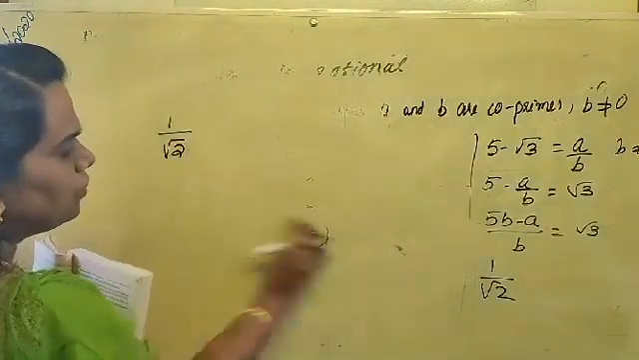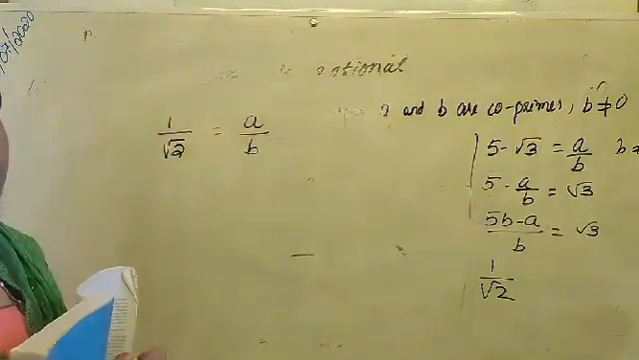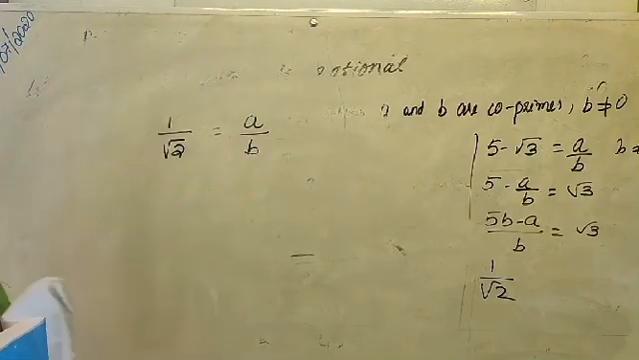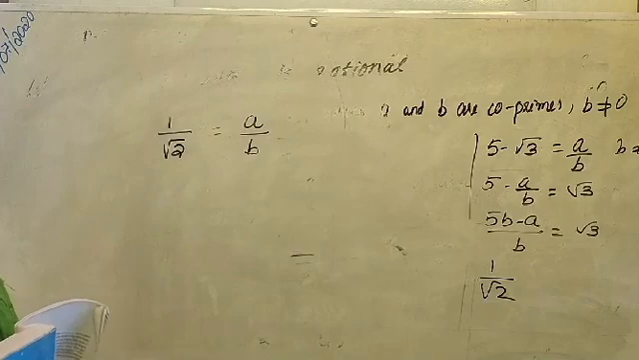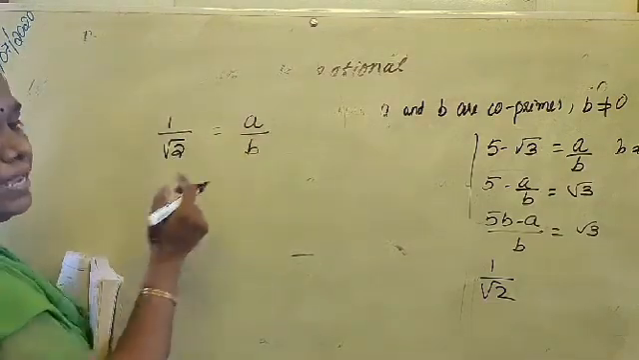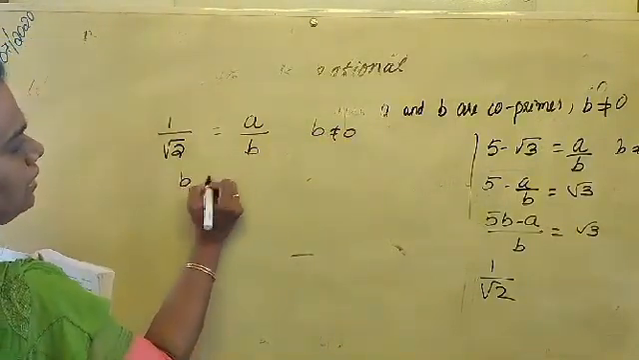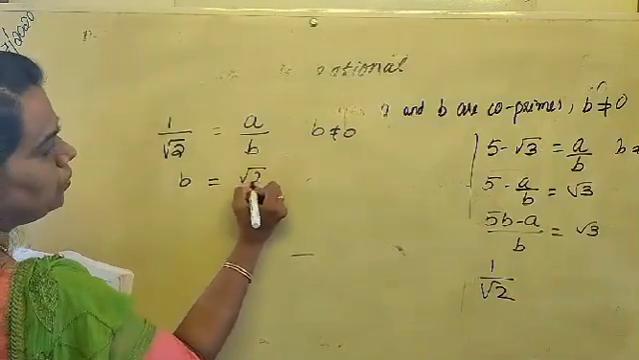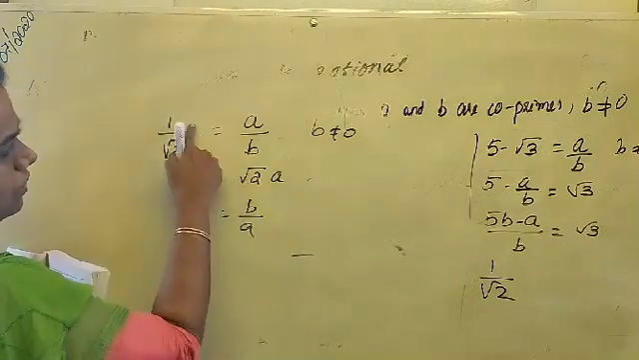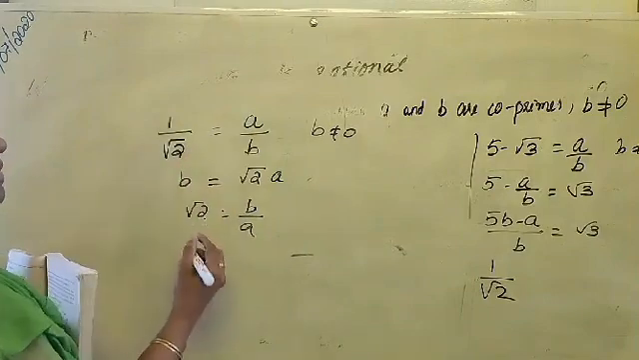Okay. 1 by root 2, how do we write it? If it is a rational number, it can be written in the form a by b. We assume the opposite. Let us assume to the contrary that 1 by root 2 is rational. If it is rational, we can write that 1 by root 2 is equal to a by b, b not equal to 0. That means b is equal to root 2 a, or root 2 is equal to b by a.